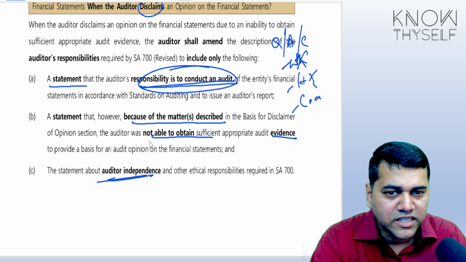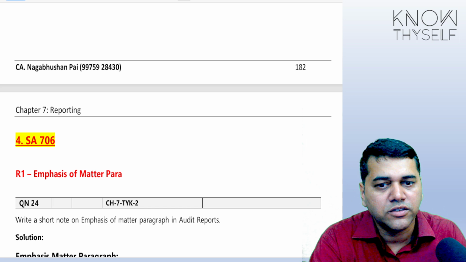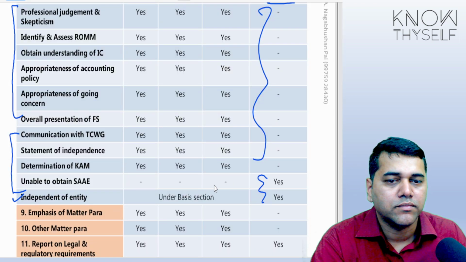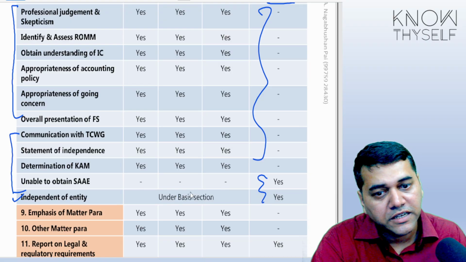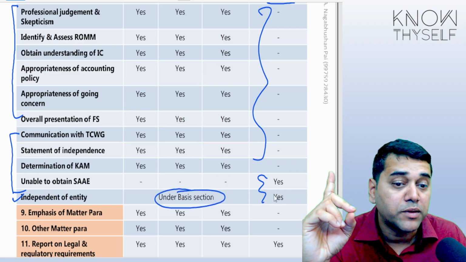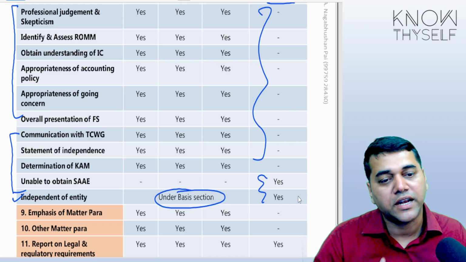Then what is that extra thing you have to say? We are not able to obtain and we are independent. So these are the 2 things you have to tell, which is not applicable to the other three. Independence will come under basis of opinion section, like we are independent as per ICAI code of ethics. But here you are not going to tell ICAI code of ethics and all. We are saying we are independent of the entity.